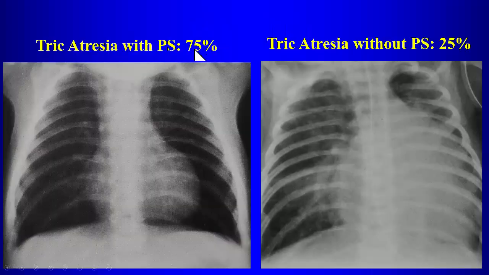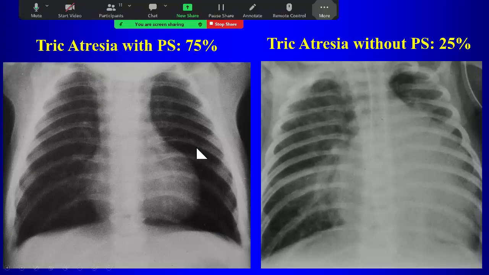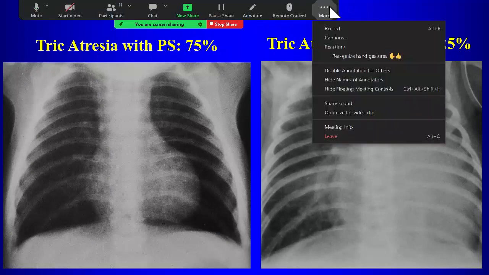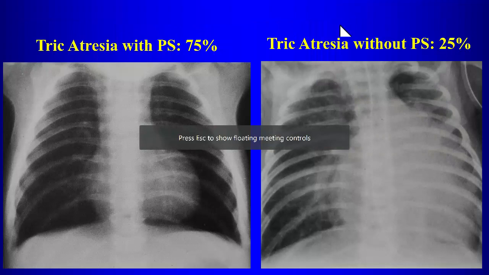Right? So tricuspid atresia with pulmonic stenosis makes up about 75% of those cases. That might resemble tetralogy of Fallot. Tricuspid atresia without pulmonic stenosis, you have increased pulmonary blood flow in those cases. So that's an admixture lesion with increased pulmonary blood flow. Okay.